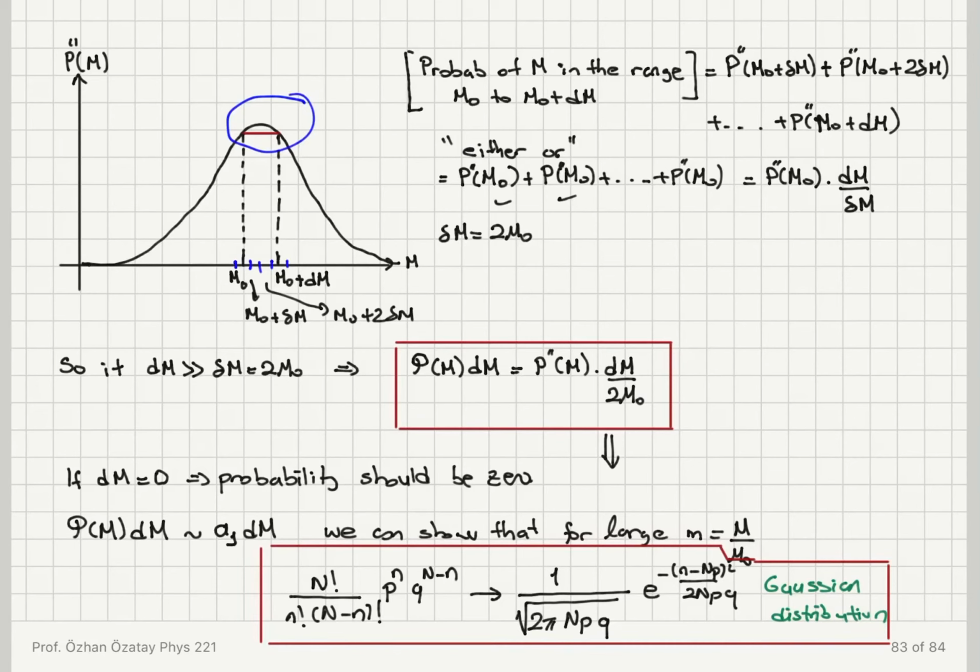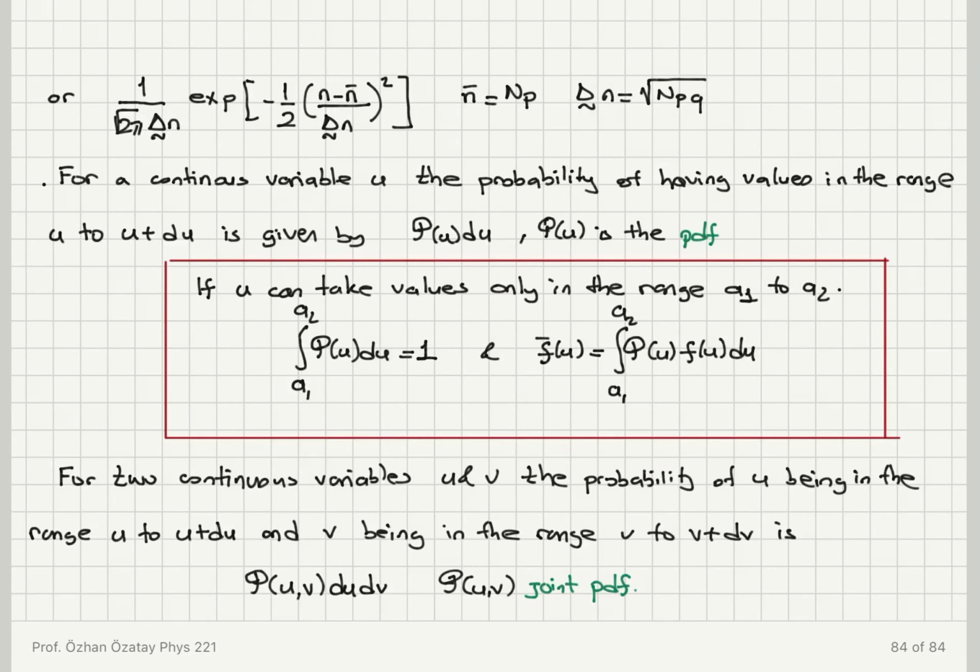And we can show that for large M values, and when you have a large number of spins in the system, the binomial distribution can be replaced by a Gaussian distribution, which has the form 1 over square root of 2 pi times the standard deviation, times exponential of minus 1/2 times the deviation from the mean divided by the standard deviation, to the power 2, where the average value for n we have found previously to be capital NP, and the standard deviation is square root of capital NPQ.